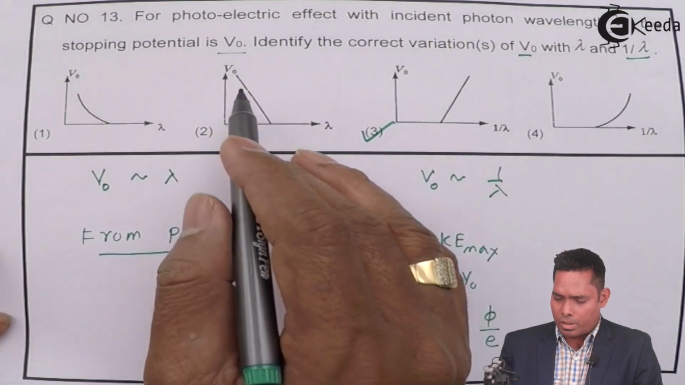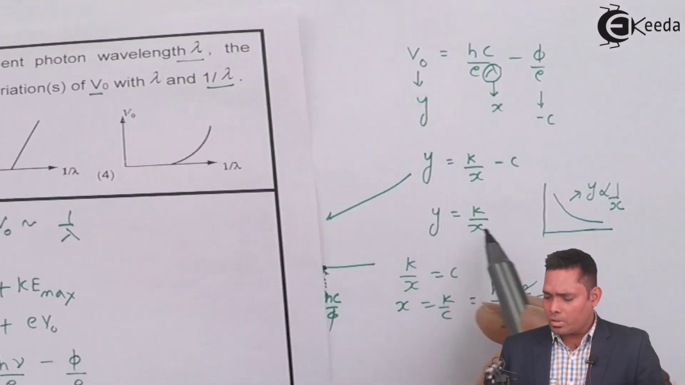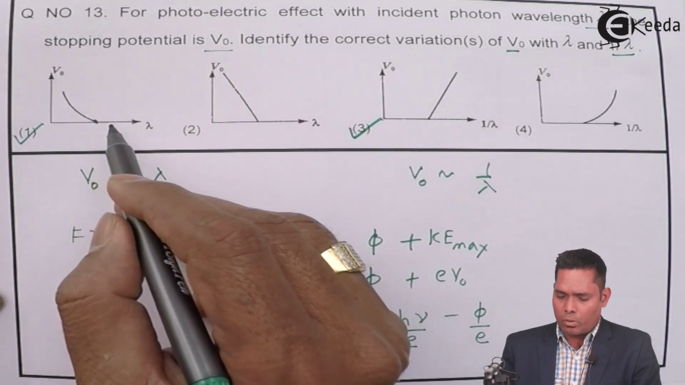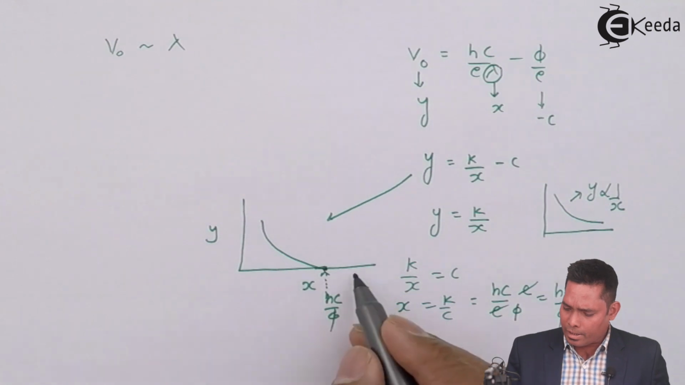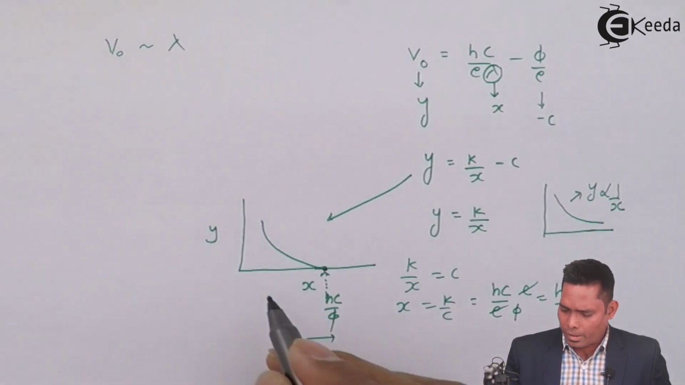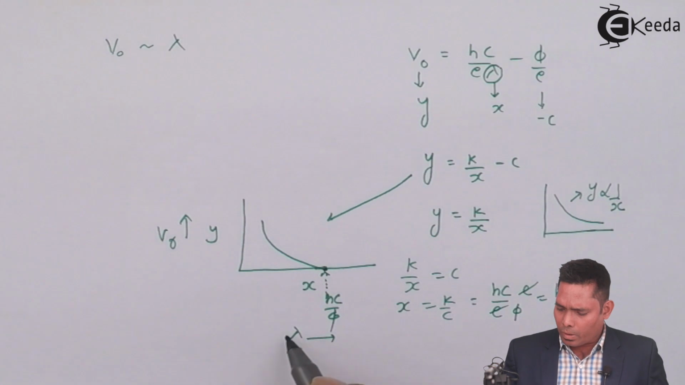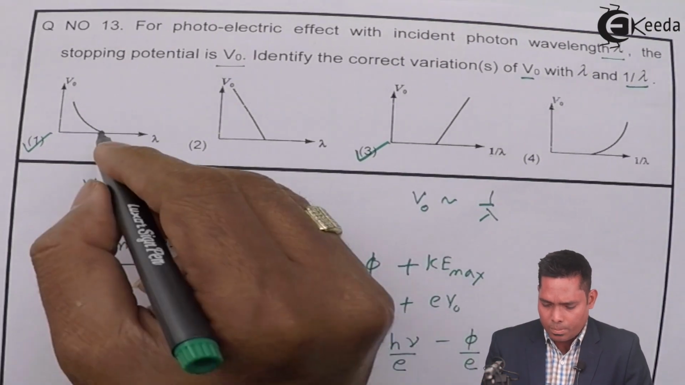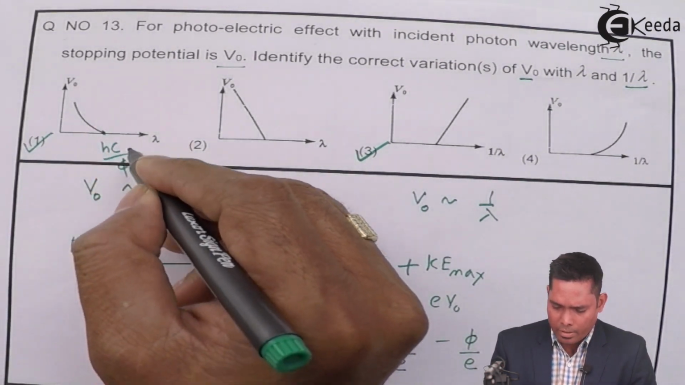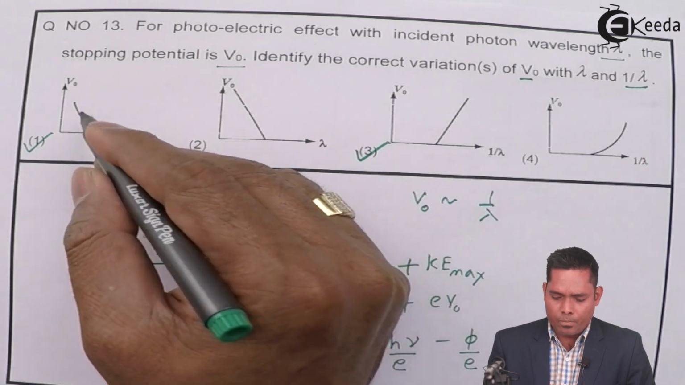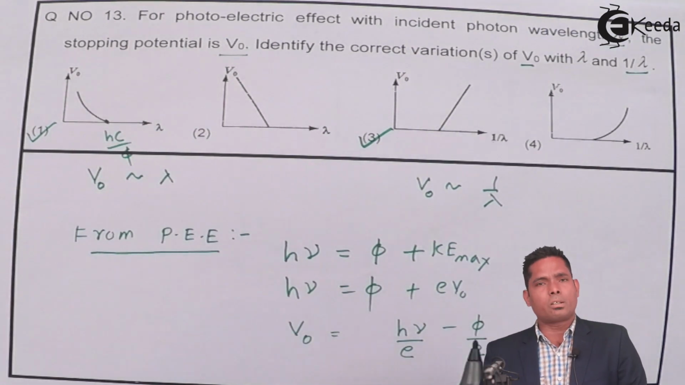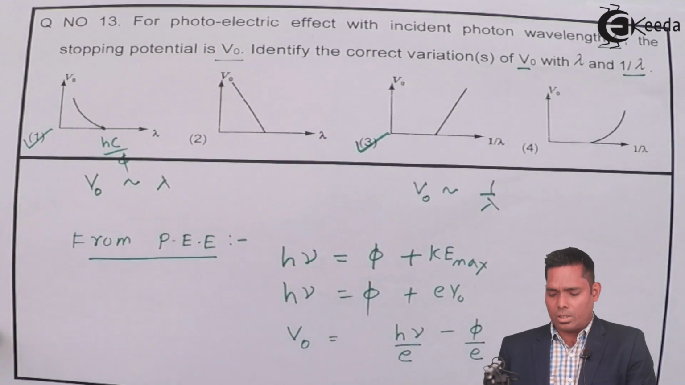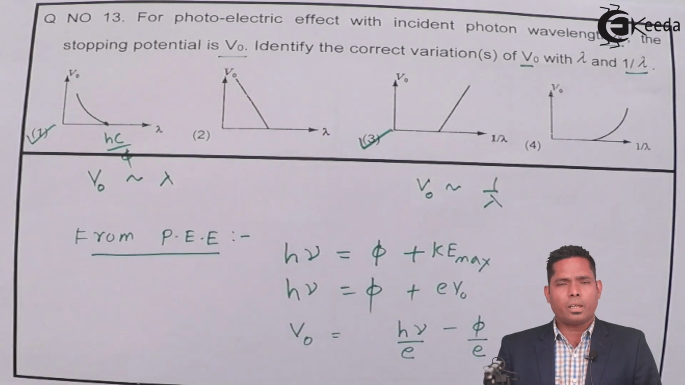Obviously the other options are not possible because this is reciprocal, not a straight line, so this one is correct. On the x-axis we have taken lambda, and on the y-axis V naught. The lambda at which V naught is 0 should be hc by phi. When lambda is this value, the stopping potential will be 0. So therefore, option number 1 and option number 3 are correct for this question. Okay, thank you.